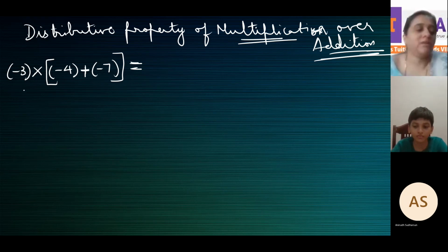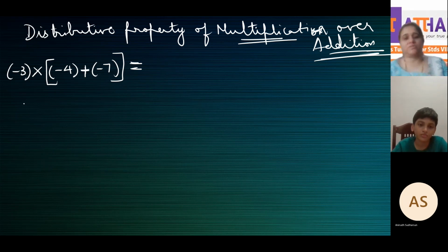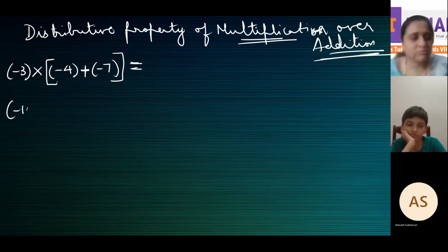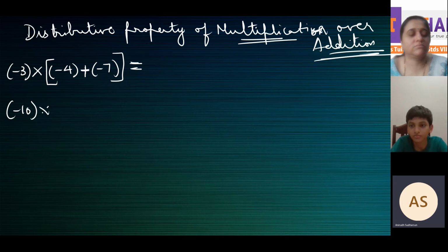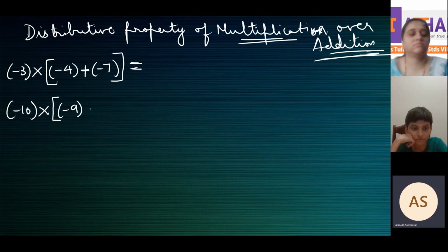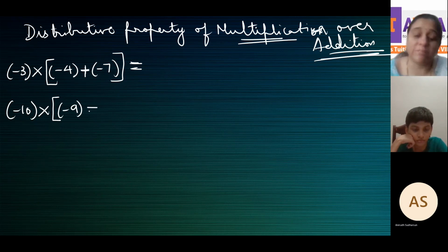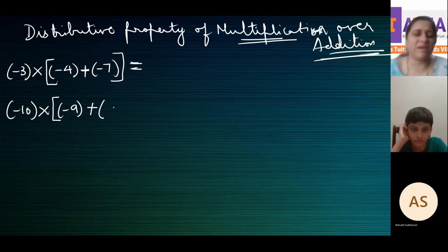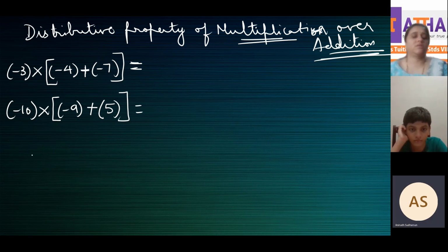Okay. Now, Anirudh, give me another expression like this. Ma'am, minus 10 into minus 5. You must say open a square bracket. Open square bracket minus 5. Subtract. No, that will be over subtraction. Okay, ma'am, addition. You don't have to say minus, you can say even 5. Okay, ma'am, square bracket close.